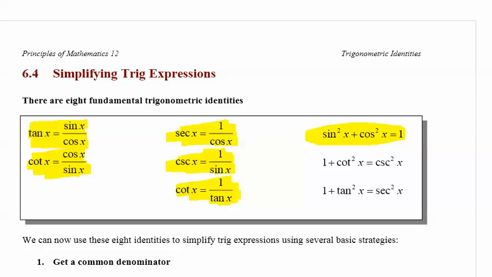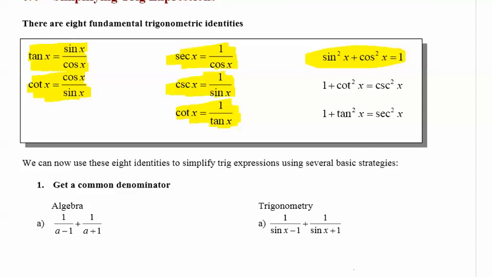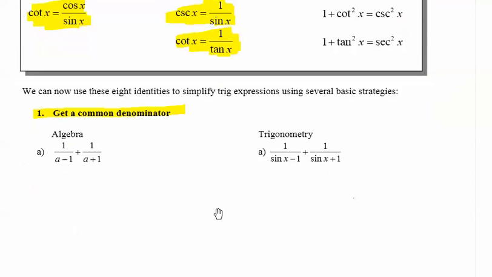Now using these expressions, we can use several techniques that you've learned in the past to simplify trig expressions. And the first technique is just get a common denominator. If you have multiple fractions, in order to put them together, we need one common denominator. So we'll look at an algebra example first and then build from there into trigonometry.